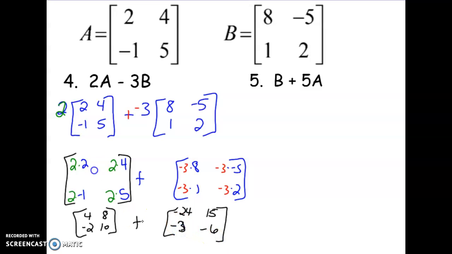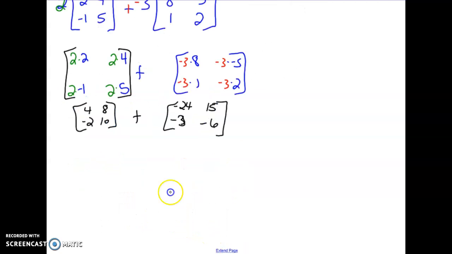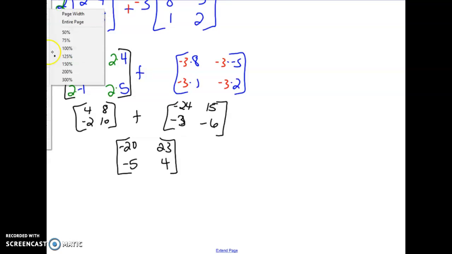All right, and finally, then you can add them up. So negative 4 plus negative 24 would be negative 20. 8 and 15, 23. Negative 2 and negative 3 would be negative 5. 10 and negative 6 would be 4. Okay, so that's how I would combine those two.